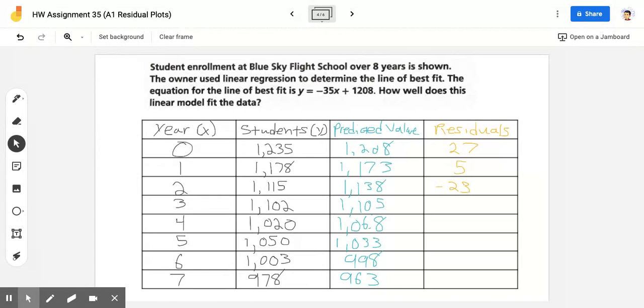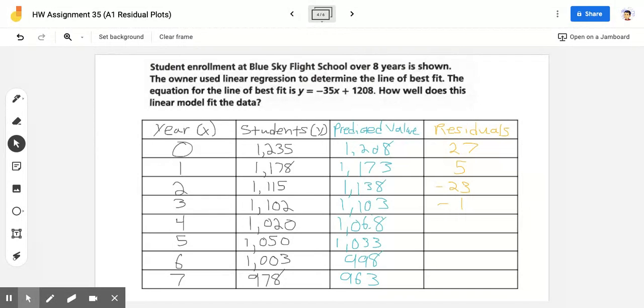Make sure that I have my values right here. 1,102 minus 1,100 and how did I get 5? Negative 35 times 3 plus 1208. Yeah, that should be a 3. Okay, good. I was just checking. That should be a 3. That will give us a negative 1.